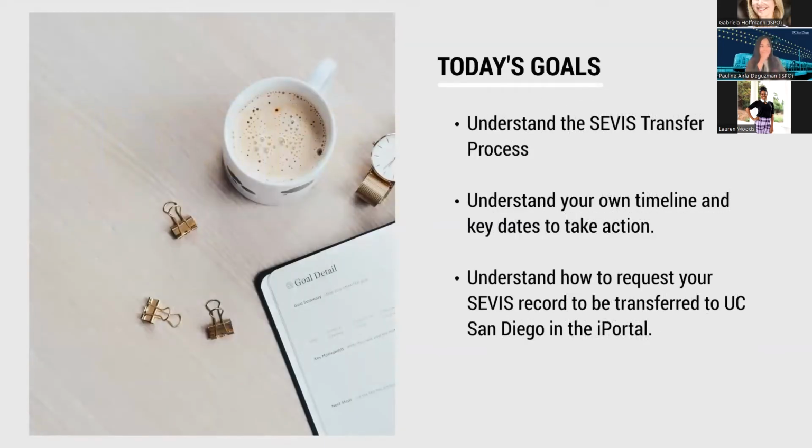So for today's goals, we will understand a little bit more about what a SEVIS transfer is and what that process entails. Also, since many of you are coming from different programs with different end dates, many of you might also currently be on post-completion OPT or STEM OPT. We will understand your own specific timeline and key dates to take action. And lastly, once you understand that, how you will then request your SEVIS record to be transferred to UC San Diego and complete the transfer process.